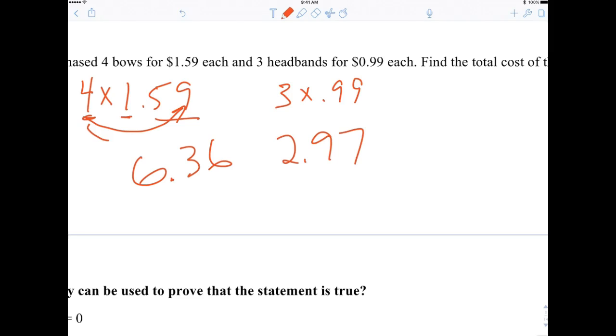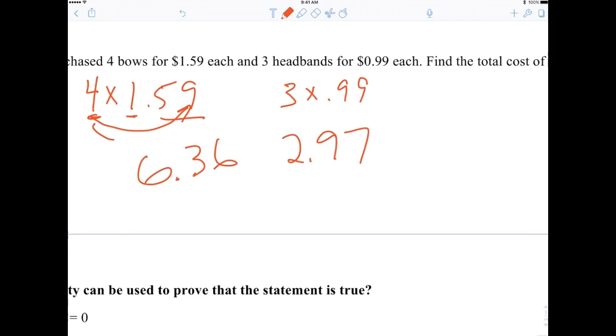Listen to me now, please. You should be able to say 99 cents is pretty close to $1. So $3 is what you are actually paying, but you overpaid by a penny each one, right? So you have to subtract 3 cents. Is everybody good with that? That's how you should do it when you're multiplying by 99 cents. Just make it $1 and then subtract out the number of pennies. So that's $2.97.